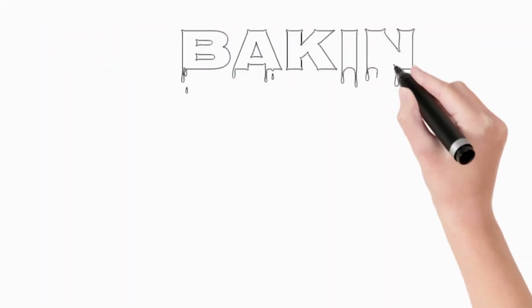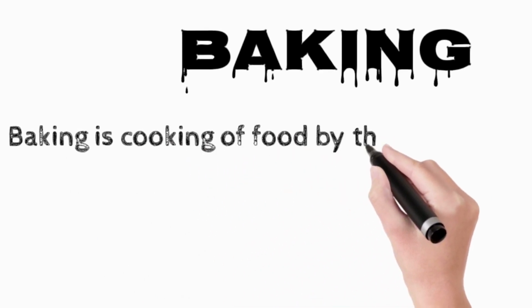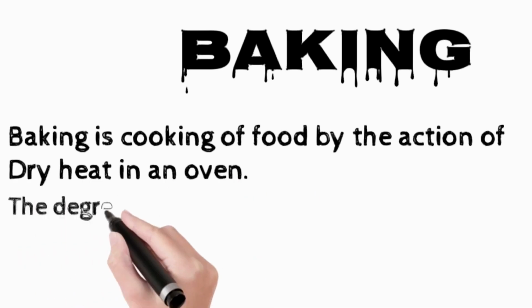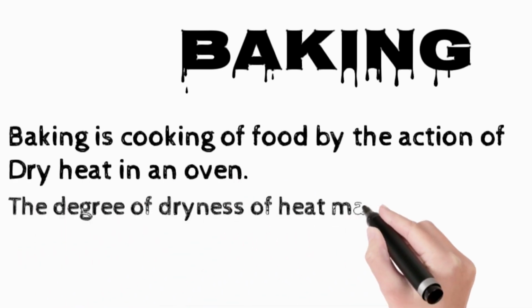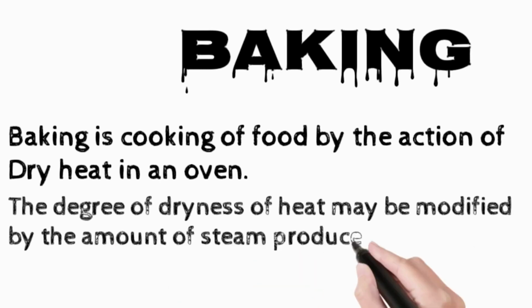Baking. Baking is cooking of food by the action of dry heat in an oven. The degree of dryness of heat may be modified by the amount of steam produced from the item baked. During baking, the mixture or moisture in the product expands by air, steam, or carbon dioxide.